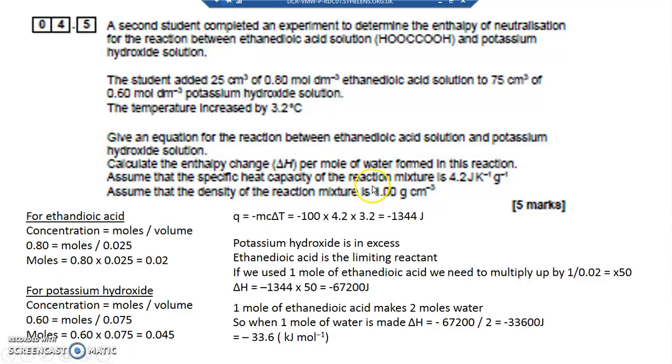It's not actually asked me to work it out in kilojoules, but if I were to work it out in kilojoules, then I'd divide by 1,000. You usually have the value in kilojoules per mole, minus 33.6, but it hasn't specified for me to put it in kilojoules per mole, so minus 33,600 joules will get you the mark.